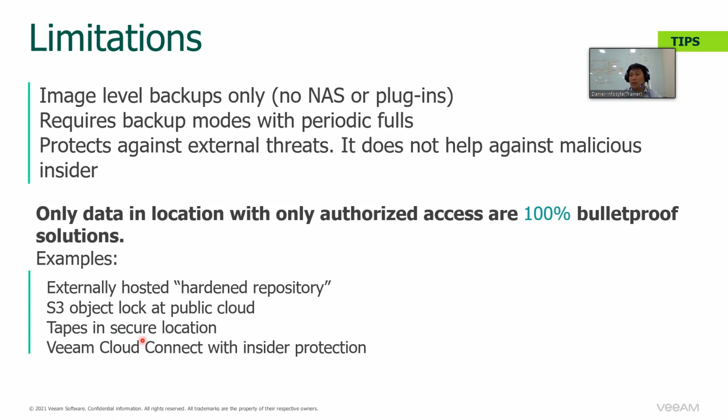That's why, if you want more secure backup data, maybe hosting your hardened repository in a different location, with nobody accessing it physically, might be a better idea, or utilizing S3 object lock or tape, things like this. These are just some of the suggestions. Any questions regarding the immutable repository before I move on to the demo to show you what is required?